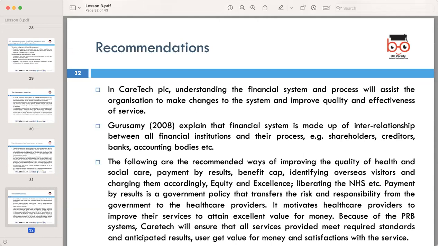Other recommendations include the benefit cap, which aims to control the overall cost of social care by limiting the amount an individual can receive in benefits, and identifying overseas visitors and charging them accordingly to recover the costs of their healthcare. Additionally, the Equity and Excellence policy, known as Liberating the NHS, focuses on improving the quality and effectiveness of healthcare services by empowering patients and healthcare professionals.